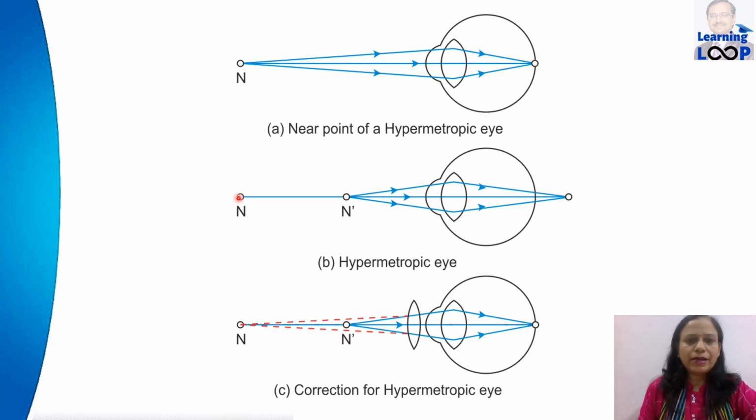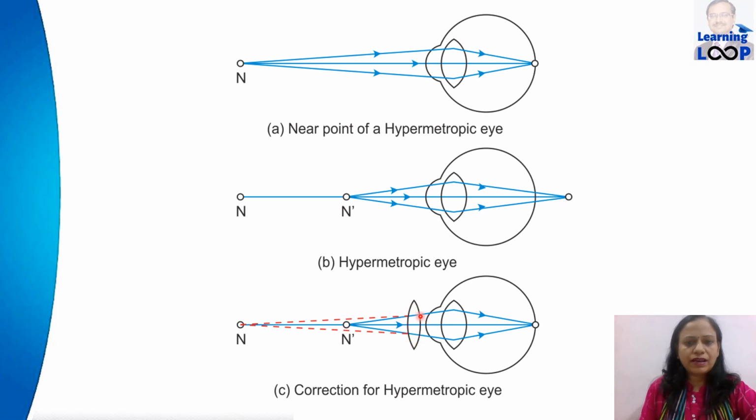But if the object is brought closer to the eye, now in this case, because the person is not able to see the nearby objects clearly, so we are bringing the object closer to the eye, you can see the image goes behind the retina. So how to correct this?